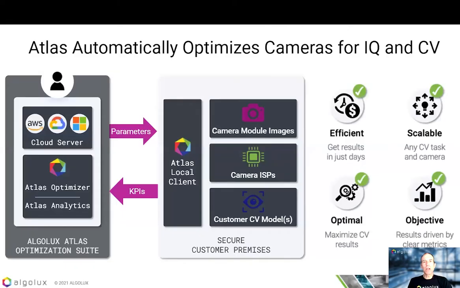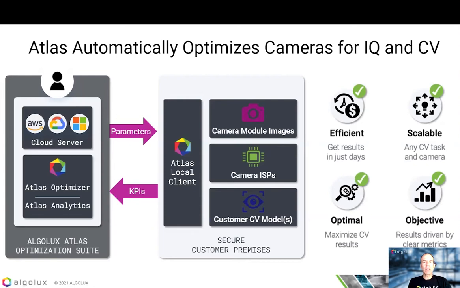Atlas is the first automated tool that optimizes a camera's ISP parameters to maximize computer vision accuracy. It is able to improve vision performance as measured using mean average precision by up to 25 points in only days. No additional training or rework of the model is required to achieve these significant results.